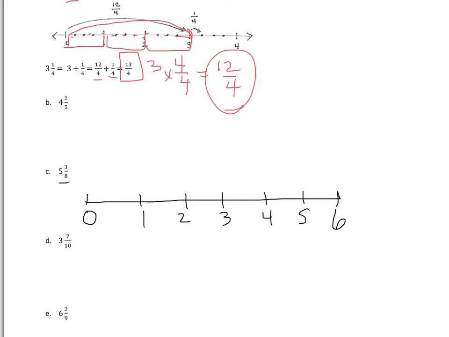And then I like to use the strategy that they used in the example, which is just putting dots for the number. Now in this case, we have to use 8s. So there's going to be some really small dots on here because there has to be 8 between each whole number.